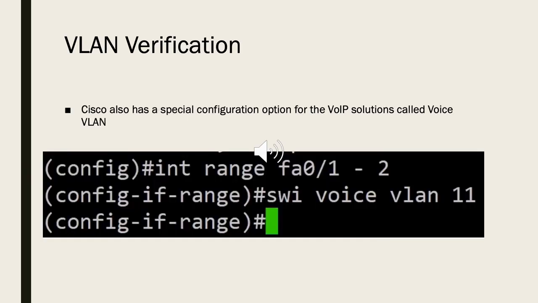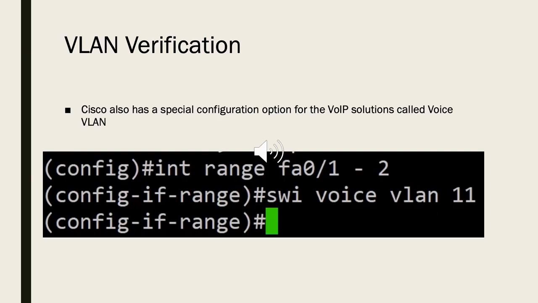Cisco also has a special configuration option for IP phones called voice VLAN. This allows a port to have an additional VLAN added to it, so that if a Cisco phone is connected to the port, it will automatically have the phone traffic moved to the special voice VLAN. This command is actually pretty easy to implement.